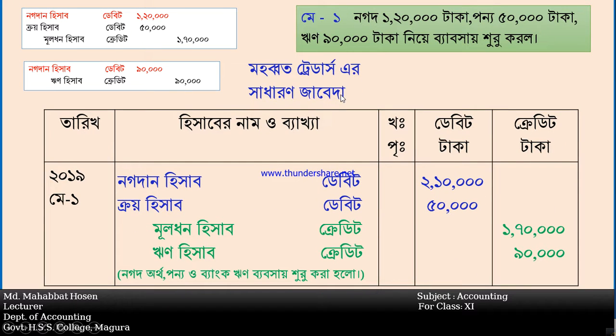Mohammad Traders General Journal, date May 1st 2019. I have just replaced it here with 20. Cash account debit 2,10,000, purchase debit 50,000, capital credit 170, and loan account credit 90,000. Okay, cash debit, purchase debit, capital credit, and loan credit.